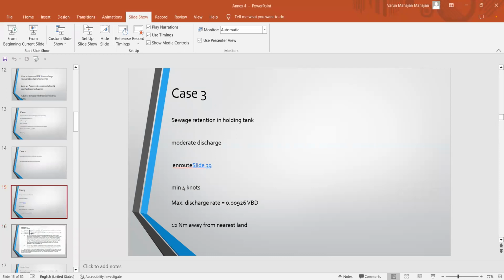So what is the regulation when you have a holding tank on board and you are keeping the sewage in the holding tank? The discharge criteria should be different. Like the ship should be en route and speed should be 4 knots. It should be 12 nautical miles away from the land. And very important is the discharge rate. One more.